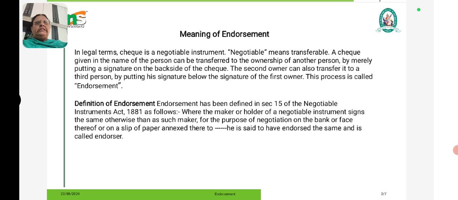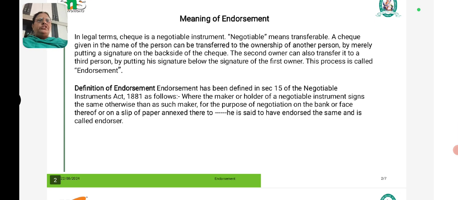In legal terms, a check is a negotiable instrument. Negotiable means transferable. A check given in the name of a person can be transferred to the ownership of another person by merely putting a signature on the back side of the check. The second owner can transfer it to a third owner by putting a signature below the signature of the first owner. The process of transferring from one person to another is known as endorsement.